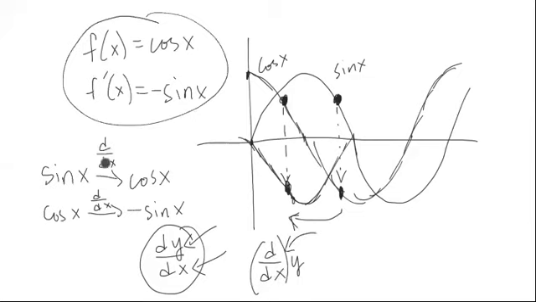If it's an operator, what does it do? It inputs a function and it outputs a function. Hence we call it an operator here. Input a function and output another function. So the derivative operator inputs sine, outputs cosine. Inputs cosine, outputs negative sine.